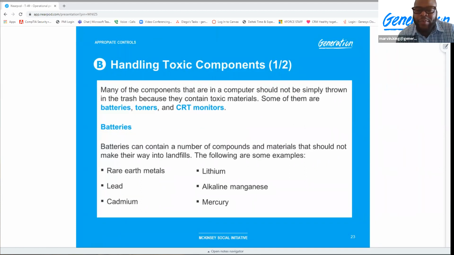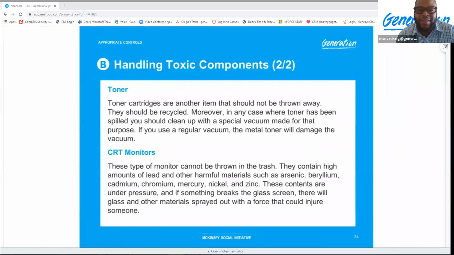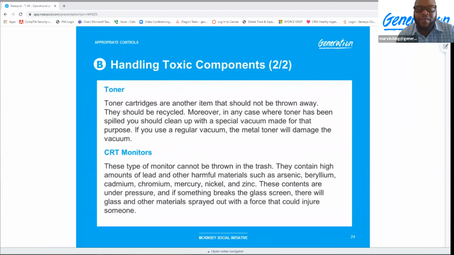All right, handling toxic components. Many components that are in computers should not be thrown away in the trash. We know this. Some, to not name all of them, are batteries, toners, and CRT monitors. With batteries, there are a lot of different components that could be in there, namely mercury, lead, cadmium, lithium. But I tell you, toner is also something, and we'll talk about that in a little bit, but let's go to CRT monitors.